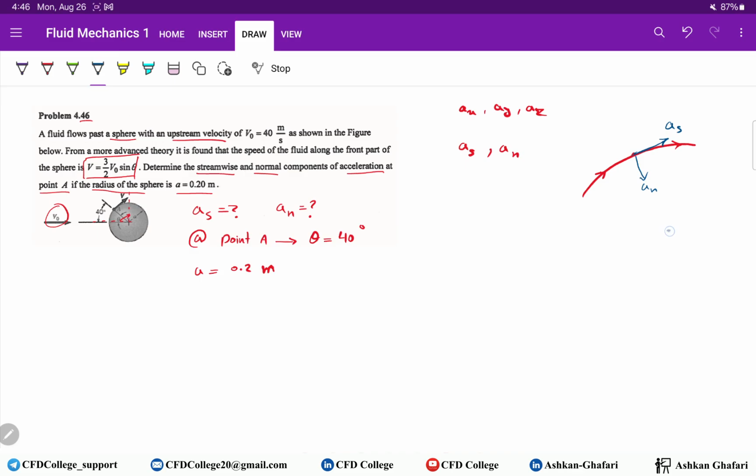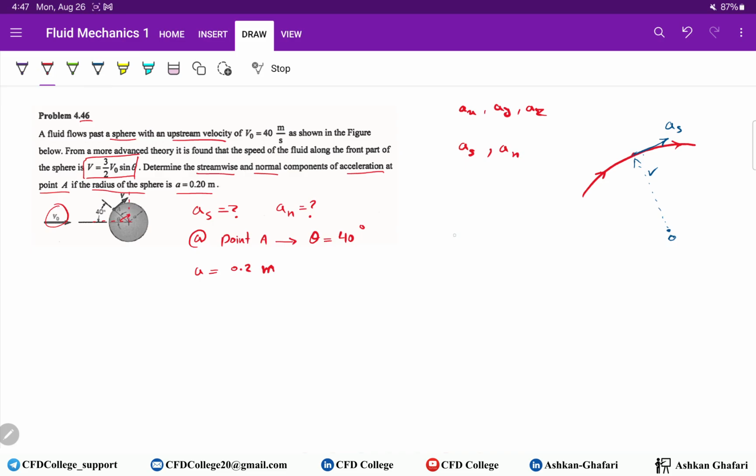Actually, this is okay. Let me remove it. So for example, if this is the origin, this curvature, this is R, and here is AS, and you know AN is in the radius direction.